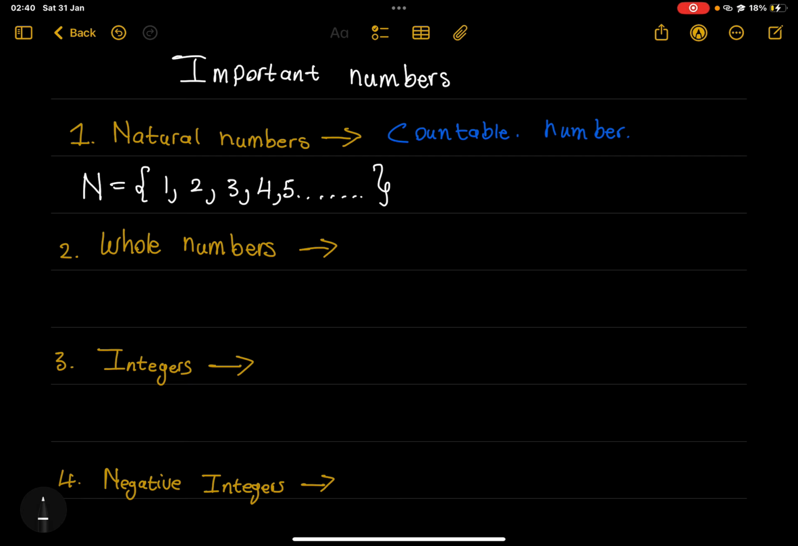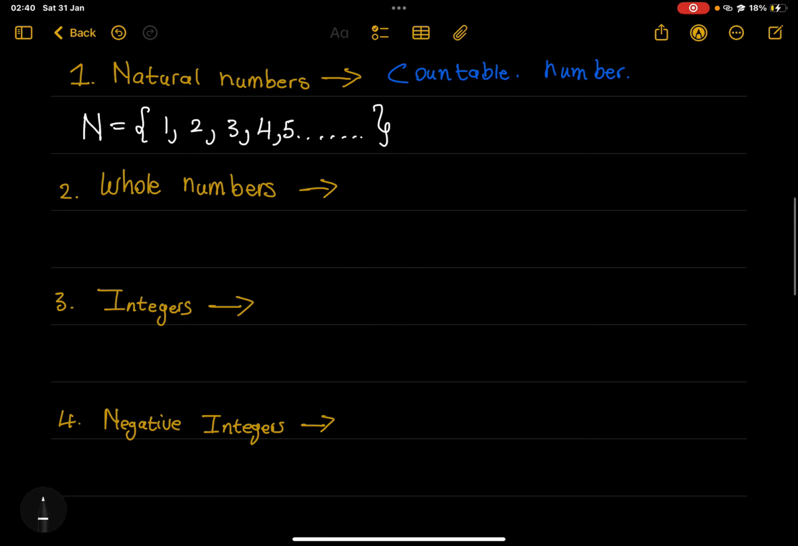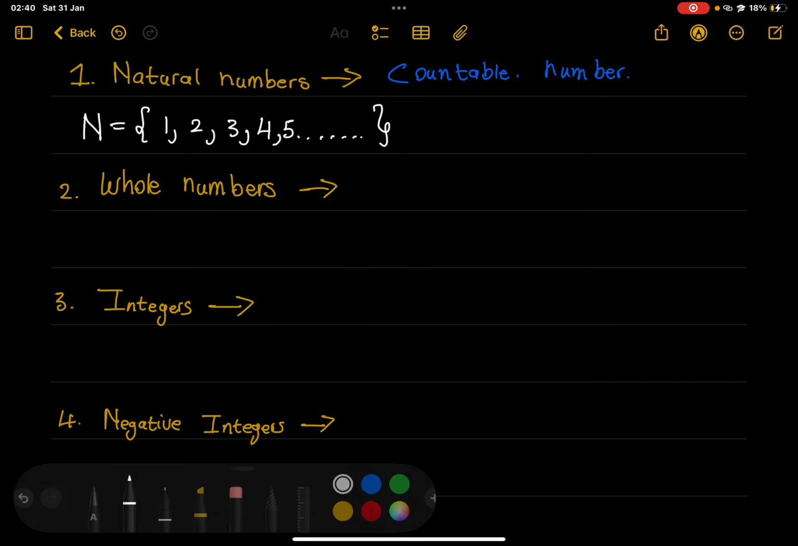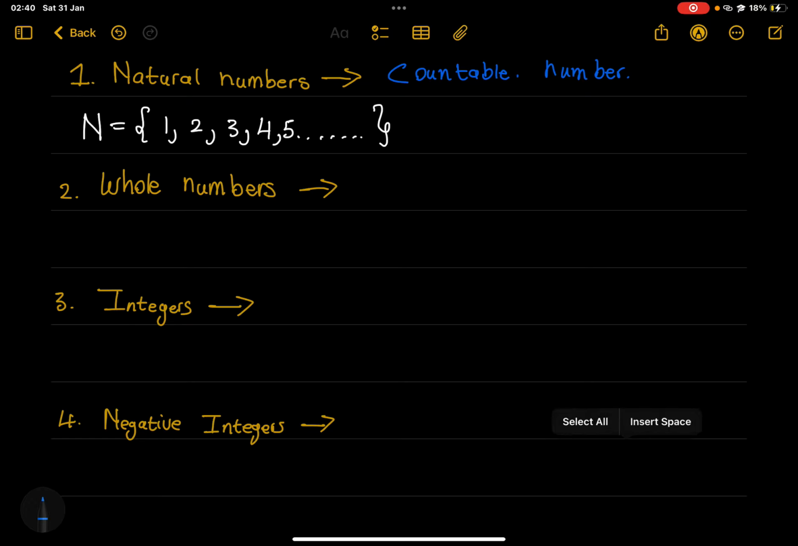You start at 1. You cannot say 1.1, 1.2. You will only say 1, 2, 3, 4, and so on. You don't know the last number. So now we're talking about whole numbers. Some people say whole numbers are countable numbers.